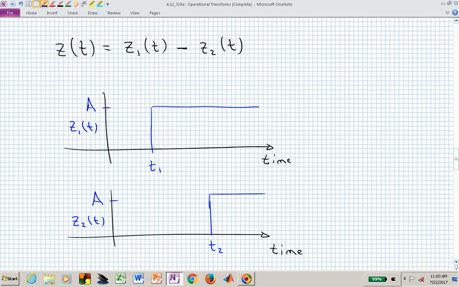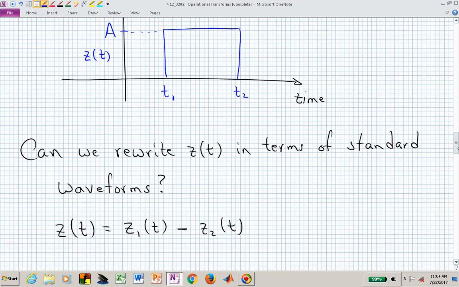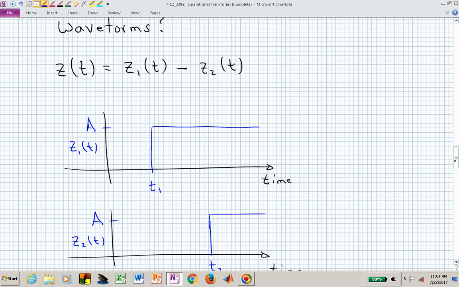And we know how to Laplace transform unit steps. We know how to Laplace transform delayed unit steps. Now all we have to do is invoke our understanding of the Laplace transform's linearity property, and we'll be done. We'll be able to compute the Laplace transform of the pulse, z of t, by combining the Laplace transform of z sub 1 of t and the Laplace transform of z sub 2 of t in the algebraic manner that is indicated in this relationship of z of t with z sub 1 and z sub 2.